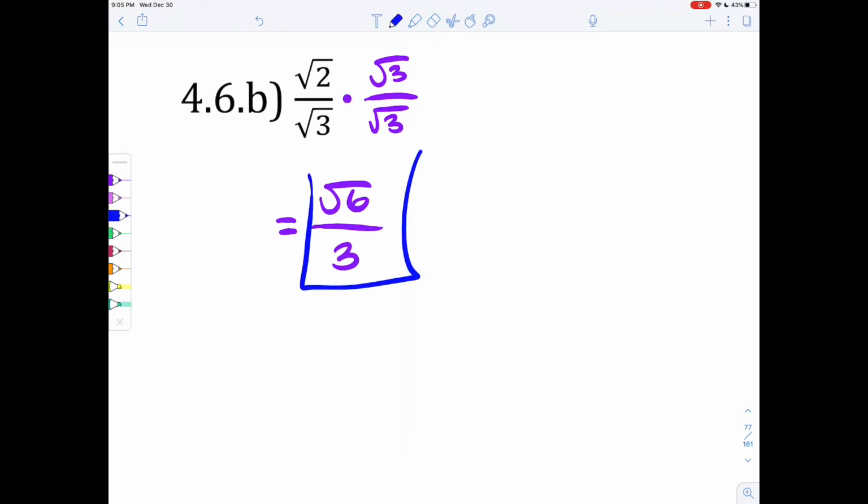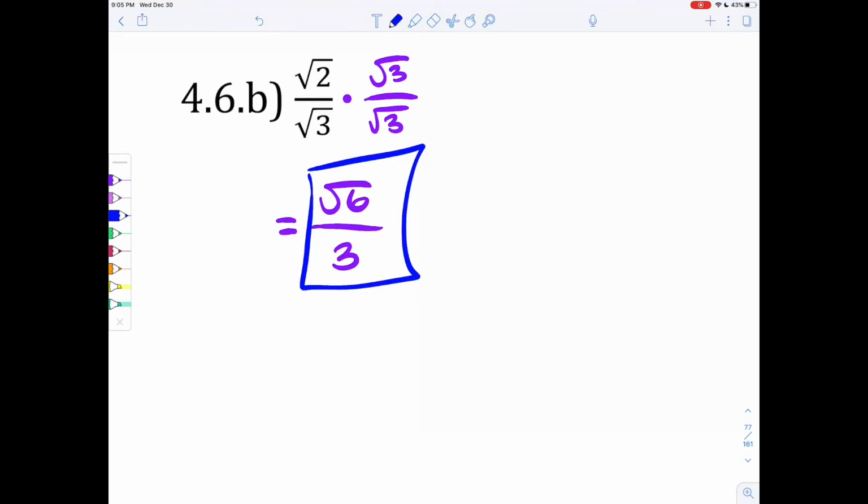So my denominator is root 3. In order to rationalize the denominator, I need to multiply it by root 3 again. I'm going to multiply the top also by root 3. On the top, root 2 times root 3 is root 6. On the bottom, root 3 times root 3 is just 3. And this one is done as well.